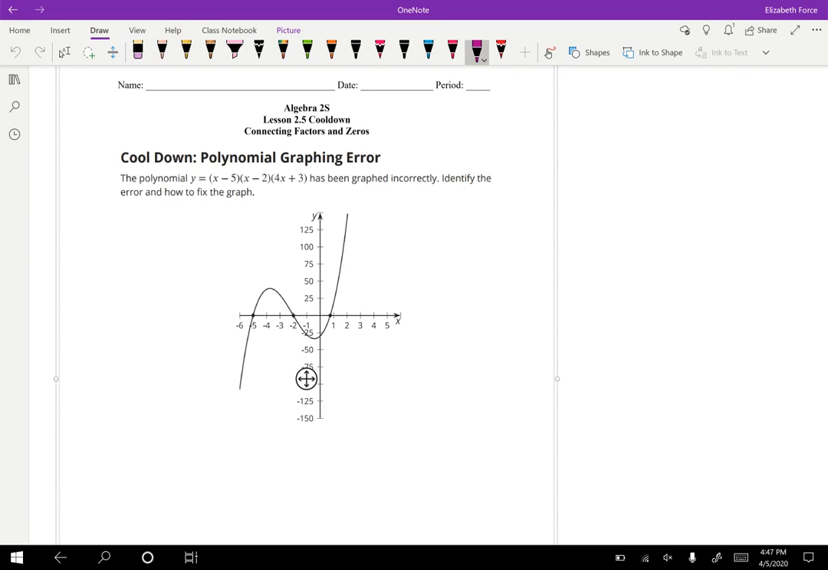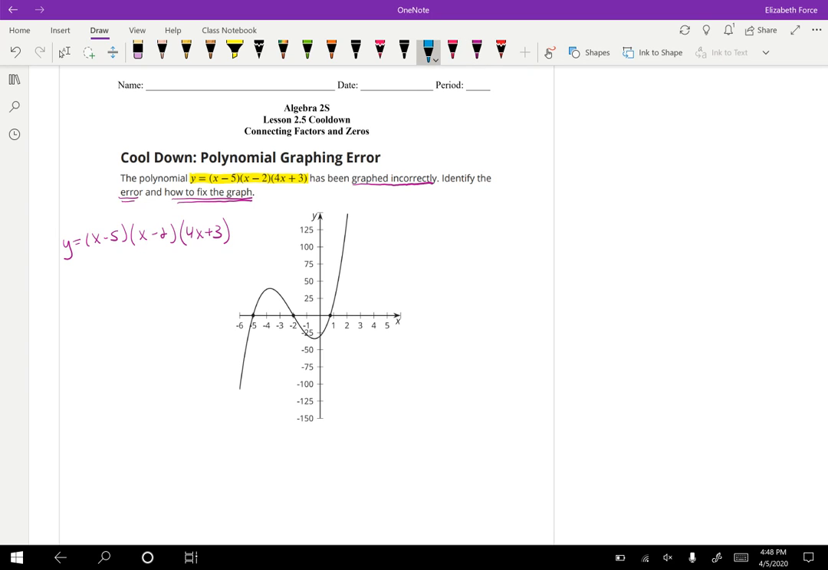In lesson 2.5's cool down, connecting factors and zeros, we are given a polynomial, and it's told us that it has been graphed incorrectly. We need to identify the error and explain how to fix the graph. The first thing to notice is that they give you the function in factored form. So I'm just going to rewrite it down here: x minus 5 times x minus 2 times 4x plus 3.